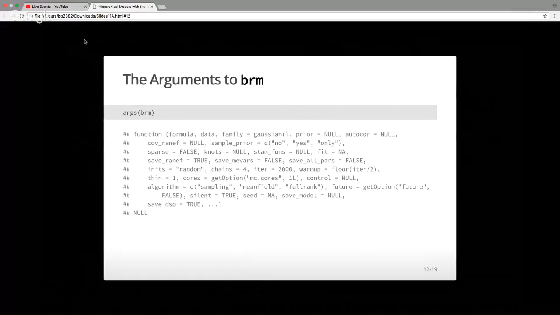So there's a formula, there's a data frame that contains the variables in the formula, there's a family which basically specifies the likelihood. There's this prior argument, which we'll talk about in a second, where you specify the priors on all the parameters in the model using Stan syntax, and there's a whole bunch of other arguments that pertain to particular characteristics of particular models that can be estimated via the BRM function, using Stan as a backend.